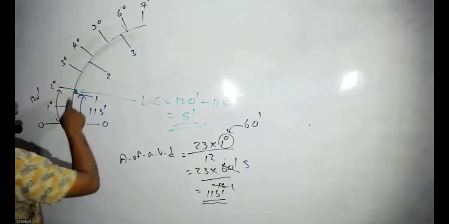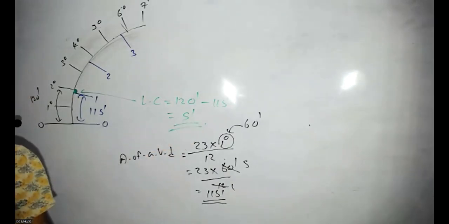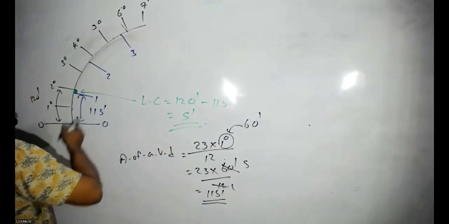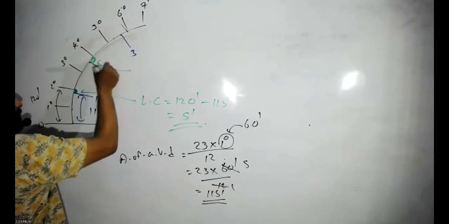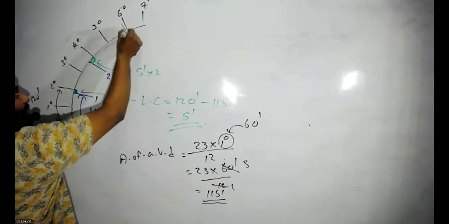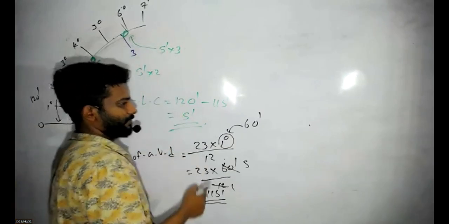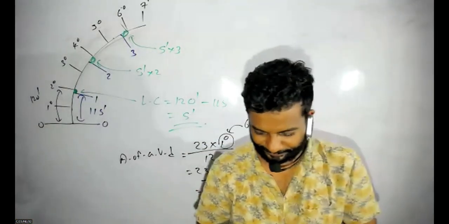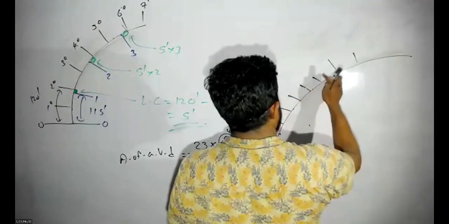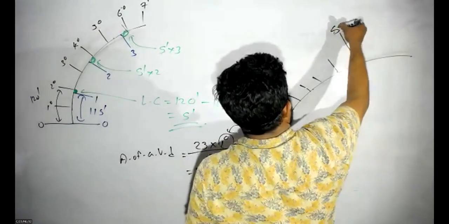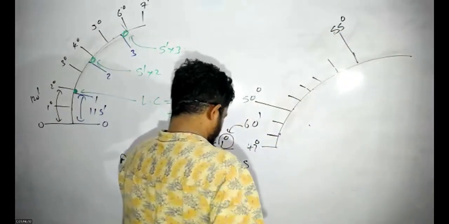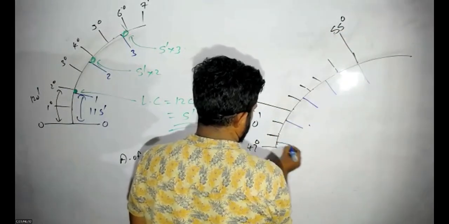Right, but now you have found the least count. Then for this second gap, it is the least count into 2, 5 minutes into 2. Third gap, 5 minutes into 3. Now you have found the least count. Then you can get the reading.